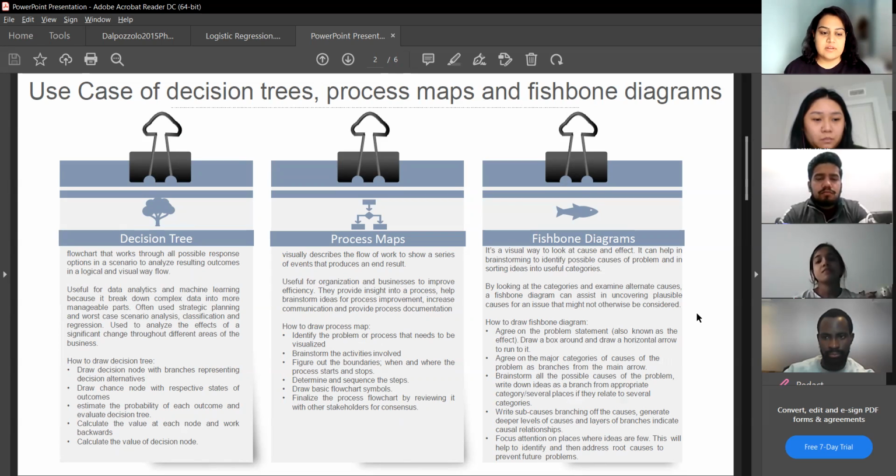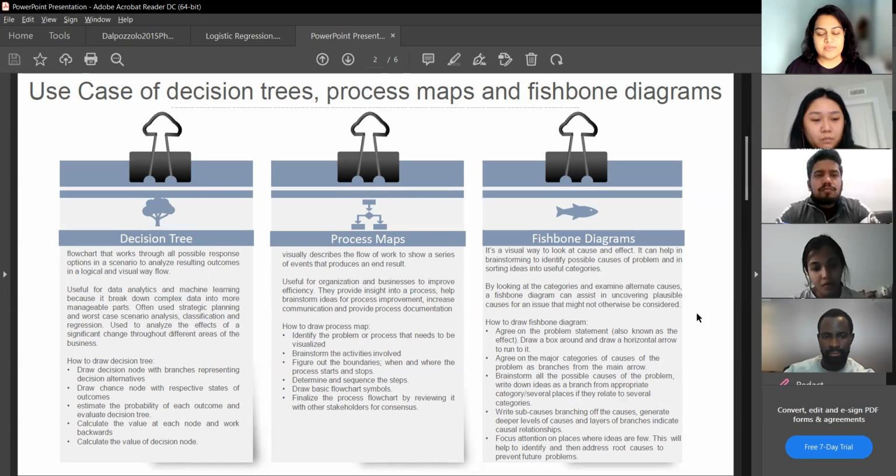We have listed the steps to draw this decision tree. So we draw the decision nodes with the branching representing decision alternatives. We draw the chance node with the respective states of outcomes. We estimate the probability of each outcome and evaluate the decision tree. We calculate the value at each node and work backwards and calculate the value at the decision node.